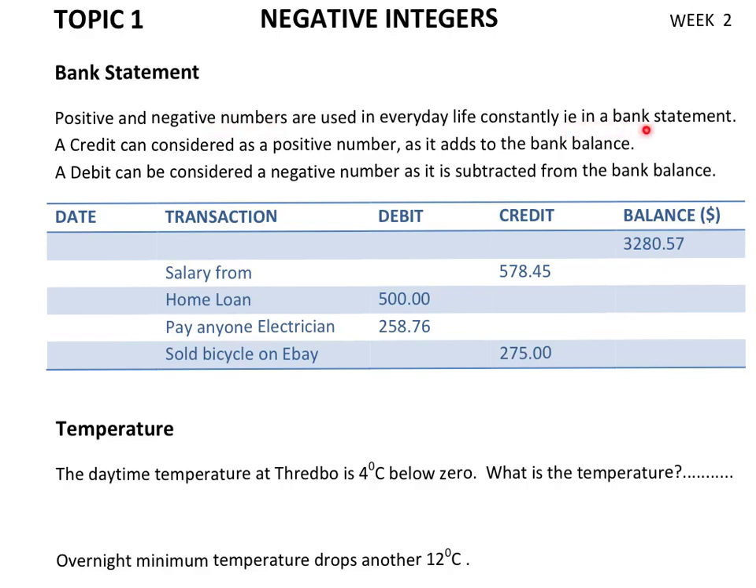For instance, every time you look at a bank statement you are interpreting a credit as a positive number which adds to your bank balance. A debit can be considered as a negative number and it is subtracted from the bank balance. So what we have here is a bank statement for some very lucky person who has an existing balance of $3,280.57.